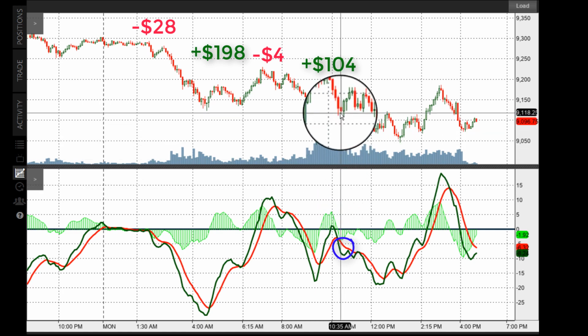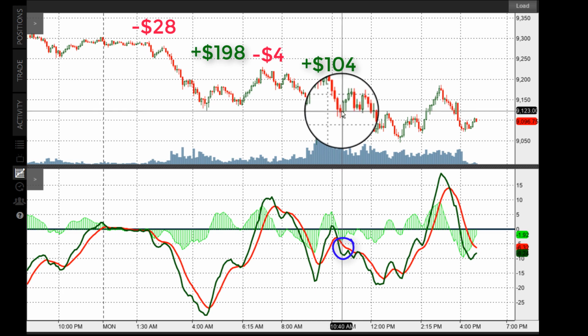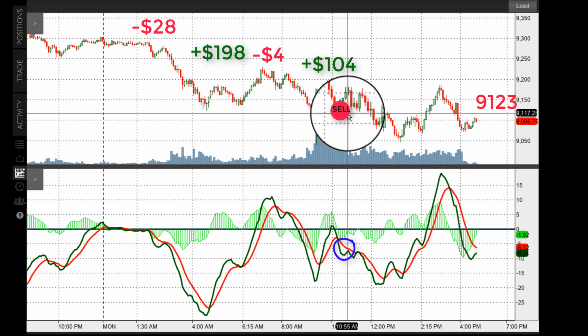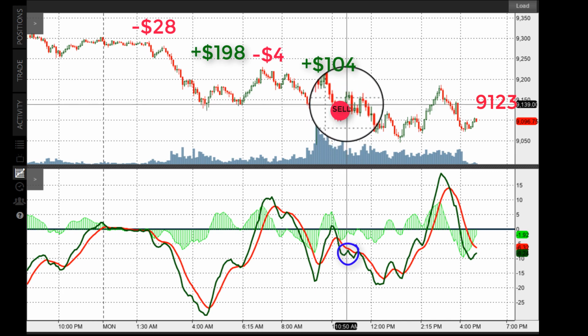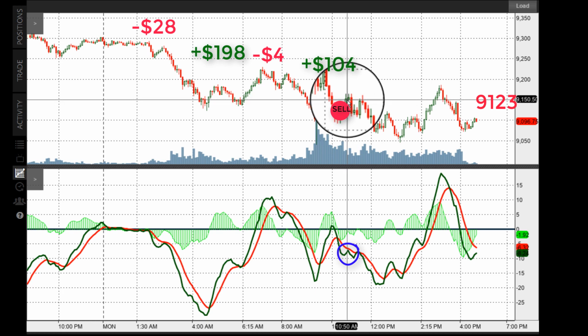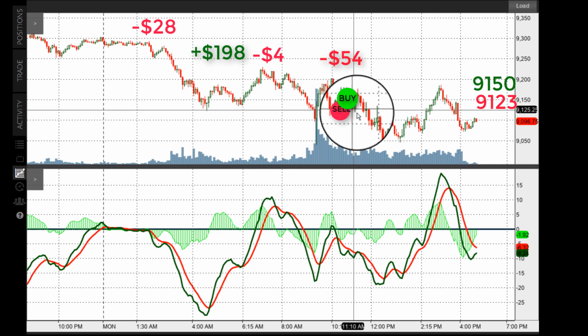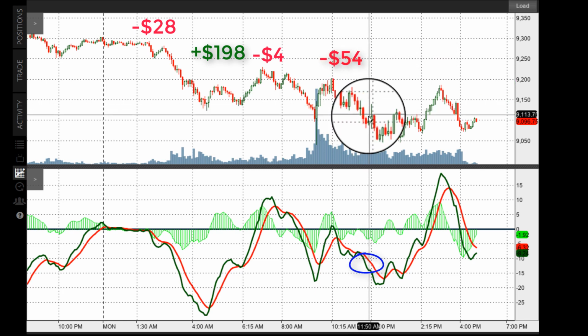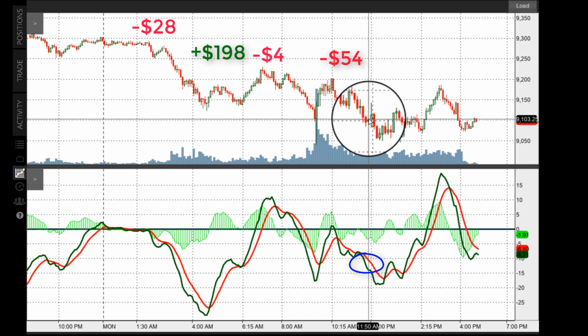Now at about 10:35 in the morning, 10:35 to 10:40, we get a sell signal at 91.23. Immediately, the lines look as though they're going to converge, so I pop right out of that trade. Why? To preserve my capital. And this time, I took a hit of $54. Not happy about that, but it happens, and that's just part of trading.